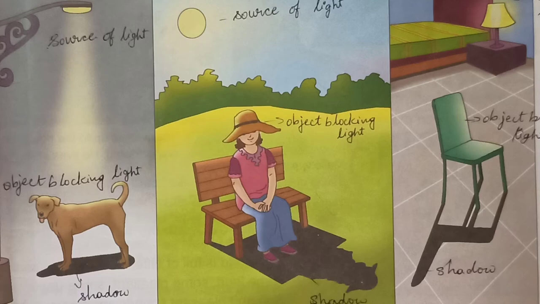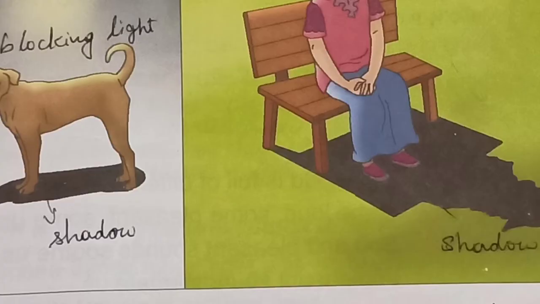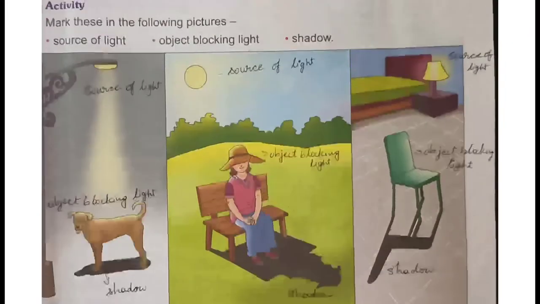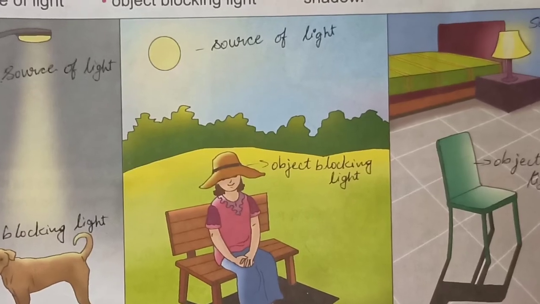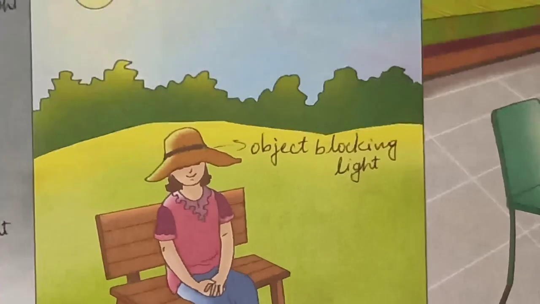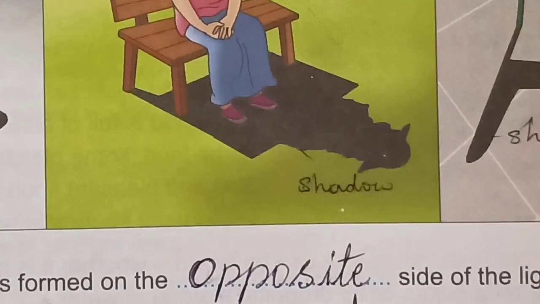And which object is blocking the light? Yes, the dog is blocking the light. You can see the shadow of the dog. And next picture, observe it. The sun is a source of light, and the object blocking the light is the girl. You can see her shadow.